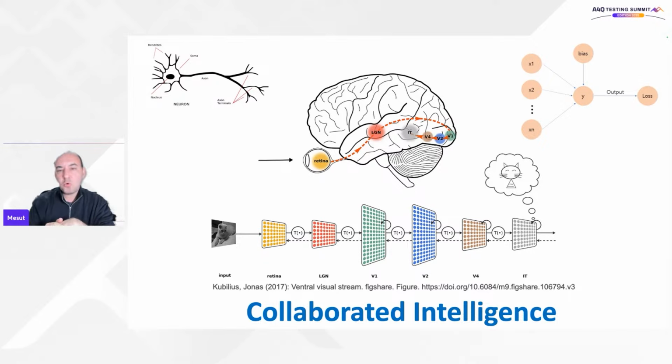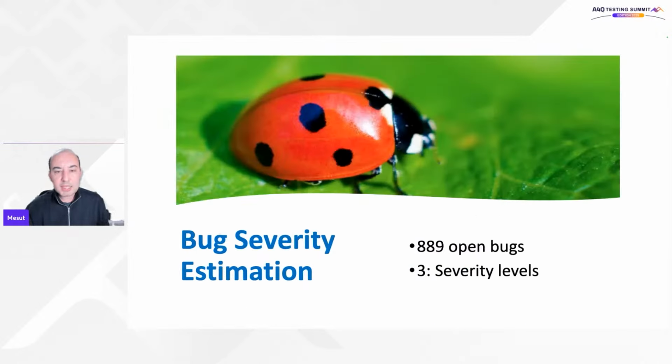Let's see how we can apply this to bug analysis. I will show you what I did in my actual project. So in this project, I had 3 different severity levels for the bugs, and my intention is predicting the severity levels. And if a bug is severity 1, then it's a release blocker for me. But if it is 2 or 3, then it's not.